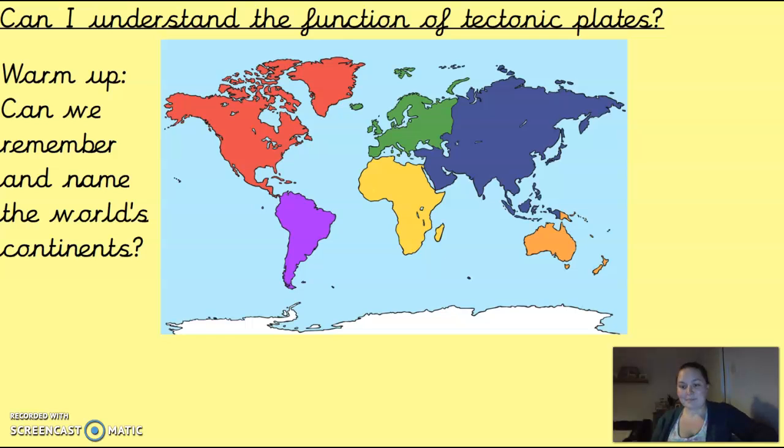Before we start, as a bit of a warm-up to get your geography brains working, can you pause the video and can you try to remember the 7 continents of the world? Come back when you've got them. Okay, well done. Hopefully you have listed them as South America, North America, Africa, Europe, Asia, Australia, and Antarctica. Well done if you remembered all of them.